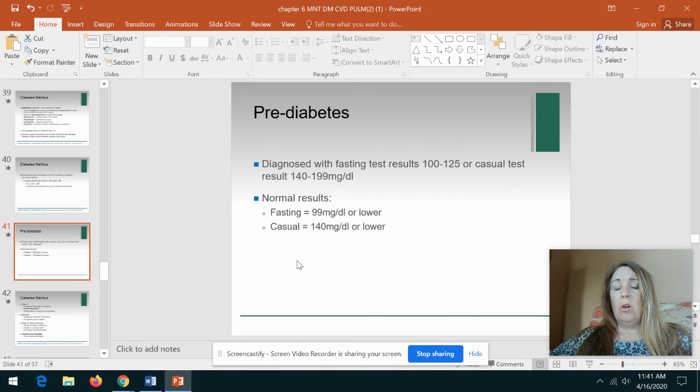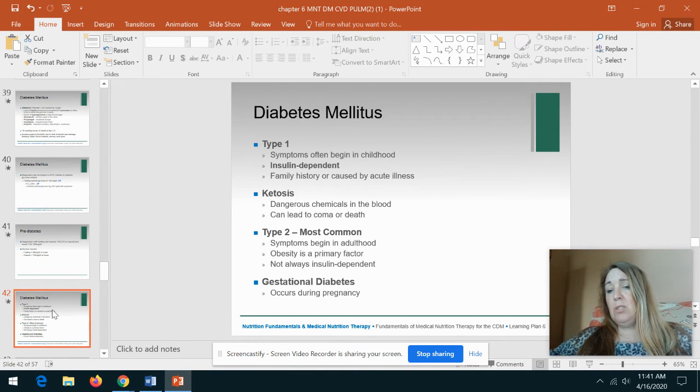Then we have a condition called prediabetes, and that's diagnosed with a fasting test result between 100 milligrams per deciliter and 125. So for someone to be in the normal category, not prediabetes, not diabetes, they would have to have a fasting of 99 or lower. So let's talk about the different types of diabetes.